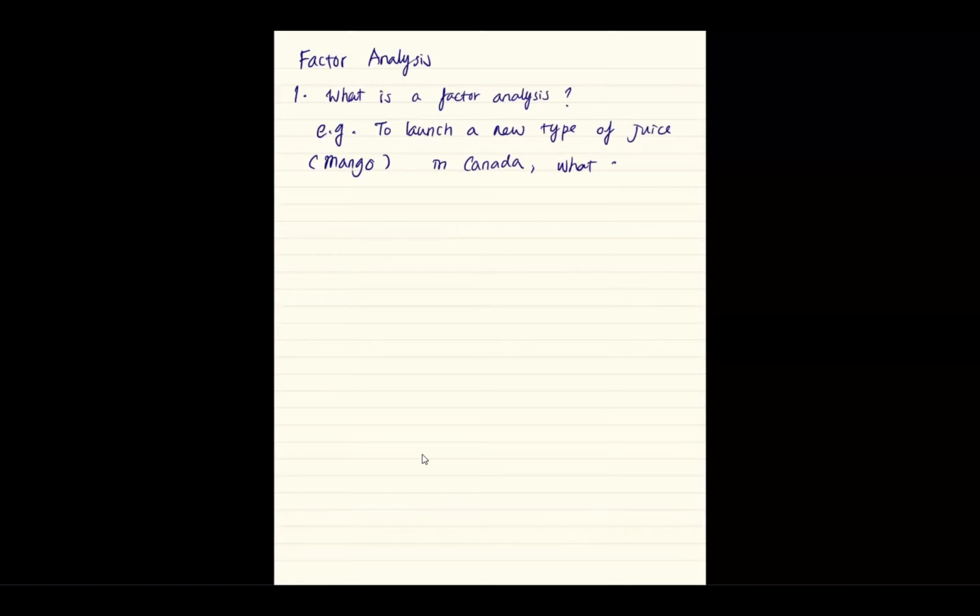What are the factors that can potentially decide or potentially motivate people to buy? This is a simple question.